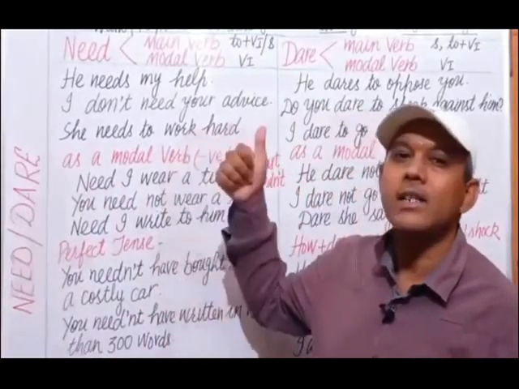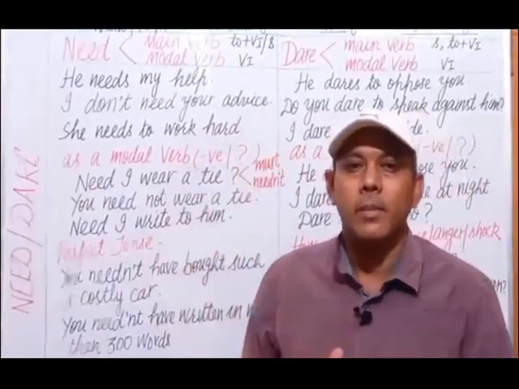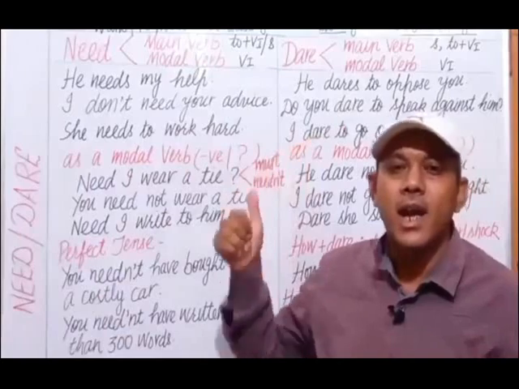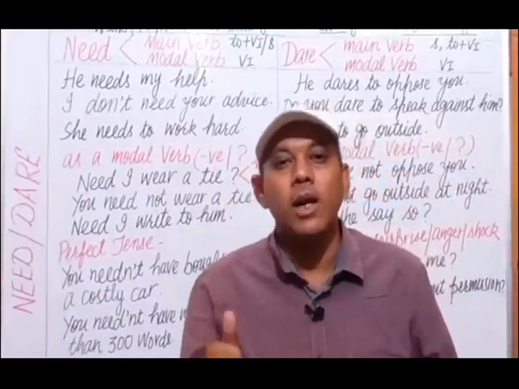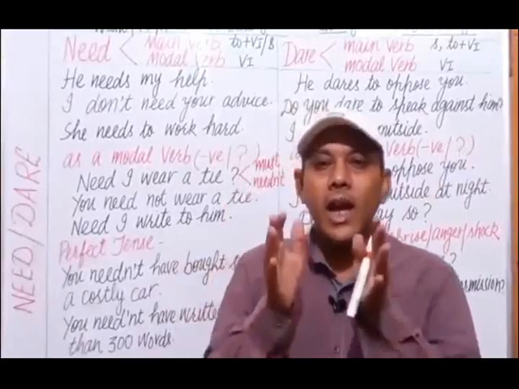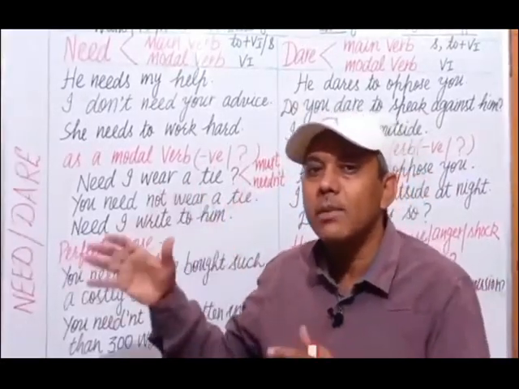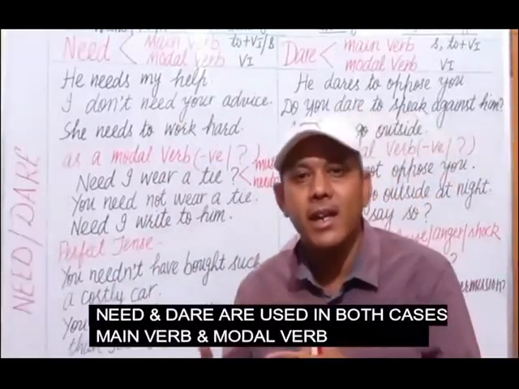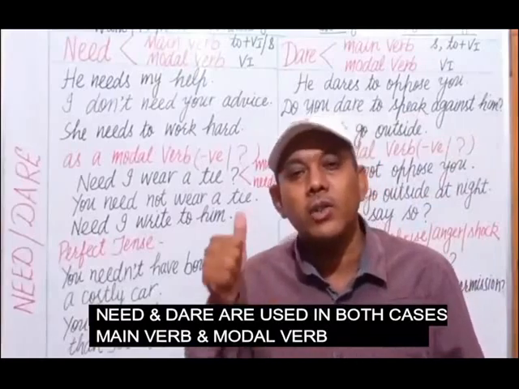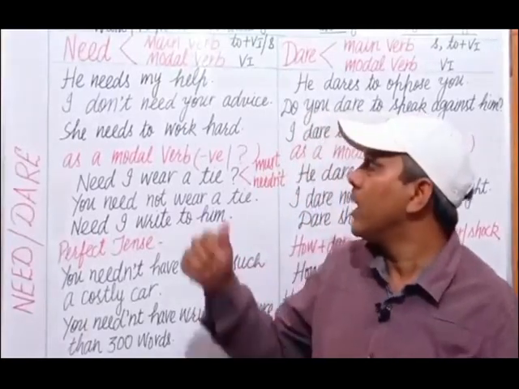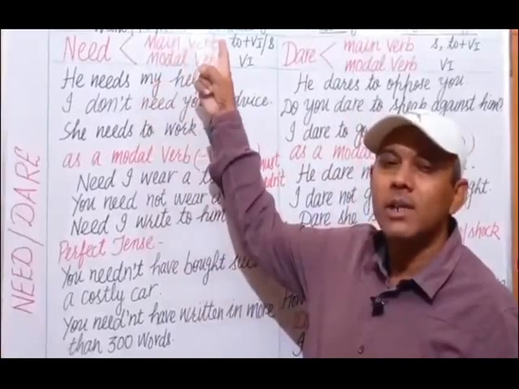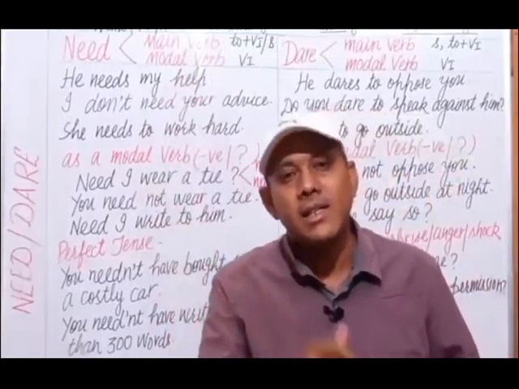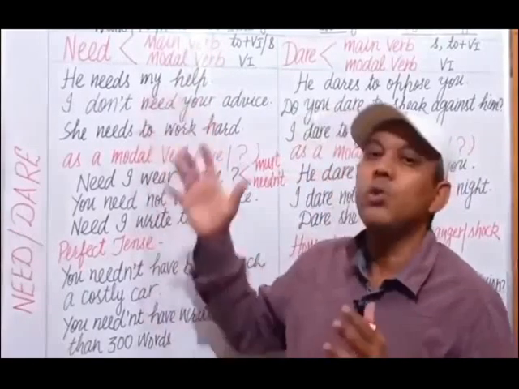How are these two modals different from other modal verbs? Of course, they are different because all the modal verbs except need and dare are used as modal verbs only. They are used to help the main verb in a sentence. But these two modal verbs, need and dare, are used in both cases. For example, they can be used as main verb in a sentence or as a modal verb in a sentence. Means they have dual use.